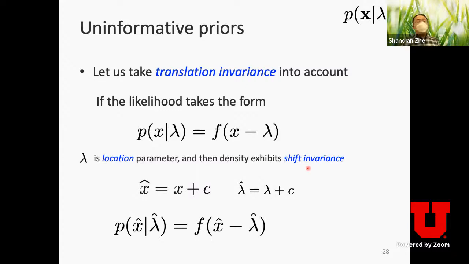What does it mean? It just means the likelihood value is only determined by the relative difference between x and lambda. It doesn't depend on the absolute location of x and lambda. If you move both x and lambda by a constant c, whatever it is, the likelihood value doesn't change at all. So this is called shift invariance.